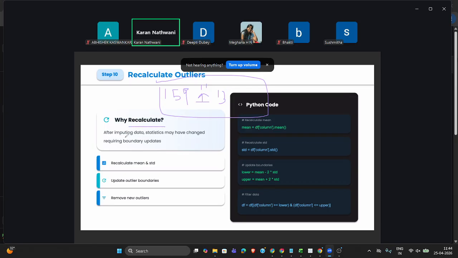So again, recalculate after filling the data, imputing the data. Statistics may have changed and boundaries need to be recalculated. So first you have done it with 1, 5, 9, 13, but now there is another column which was incomplete, which you had left out previously, and now you have filled it with some mean value. Then you calculate again the complete mean and standard deviation and the new range of lower and upper, and then you again find out whether there is an outlier or not. So this is the process repetition again. This is required because you have filled a new number there.